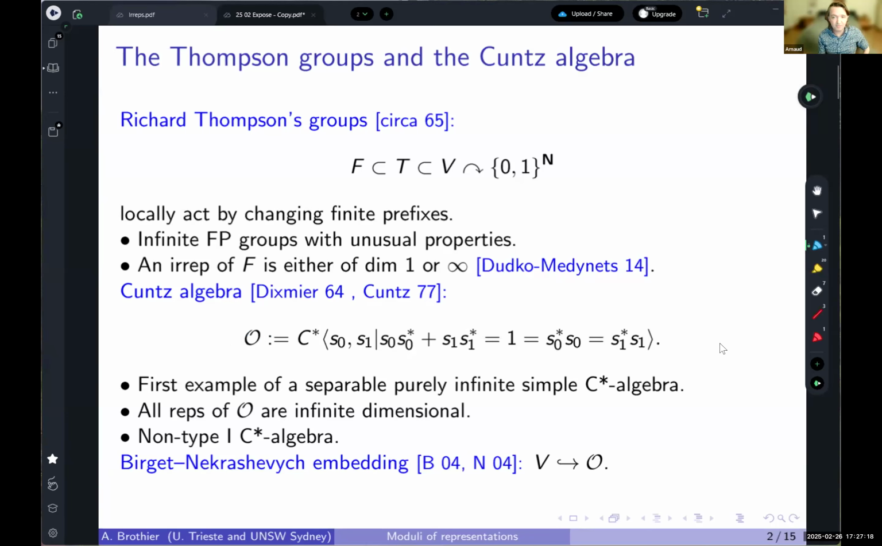So what does that mean? It means that you have two isometries, S0 and S1, and their ranges are orthogonal, and they generate the whole space, for any representation of it.